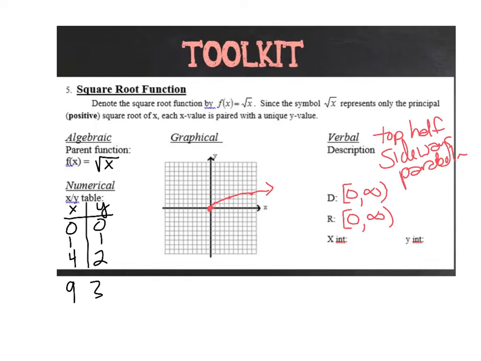Let's also look at x-intercepts and y-intercepts. It touches the x-axis at 0. It touches the y-axis at 0. And that's kind of what we want to do. We want to do a quick summary of all the different functions you've seen thus far. Let's try another one.